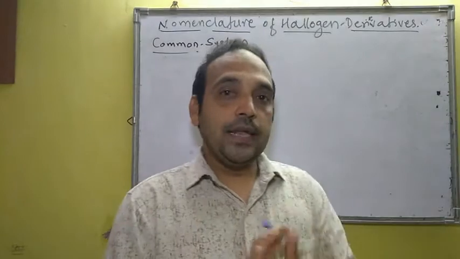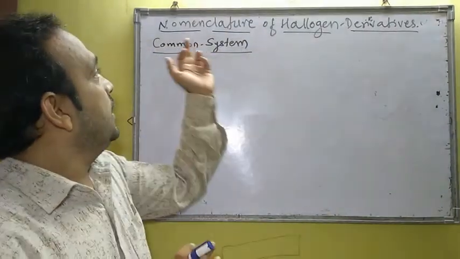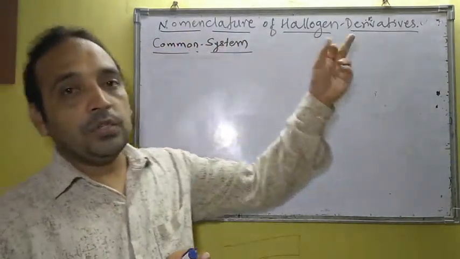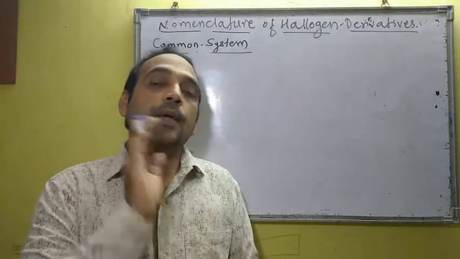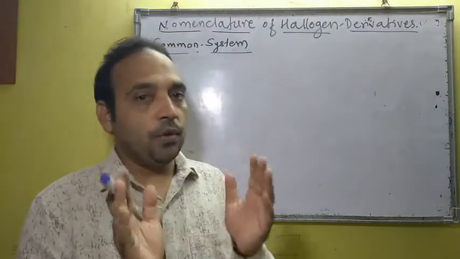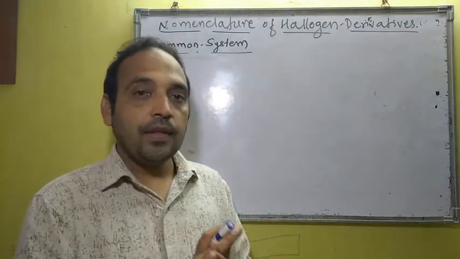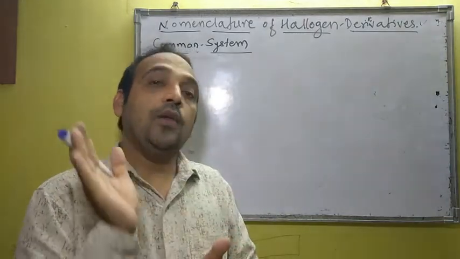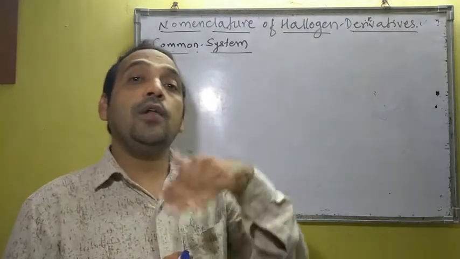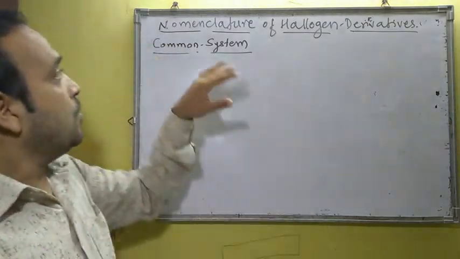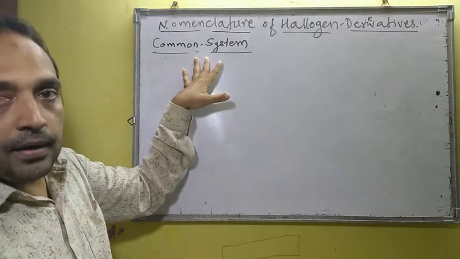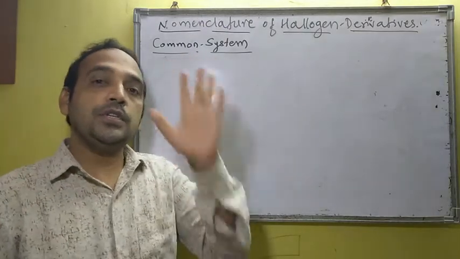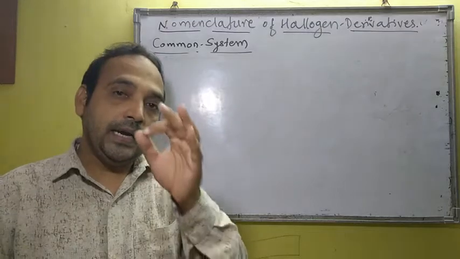Now in today's lecture we will try to cover the nomenclature of halogen derivatives, how to write the name of halogen derivatives, both haloalkane, haloalkene, haloalkyne as well as haloarene. In nomenclature, the first part we are going to start is the common system of halogen derivatives.